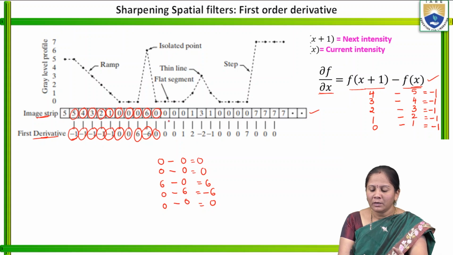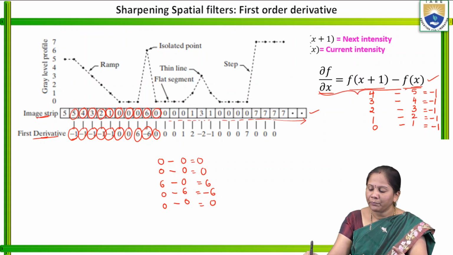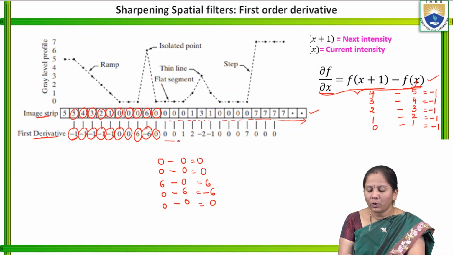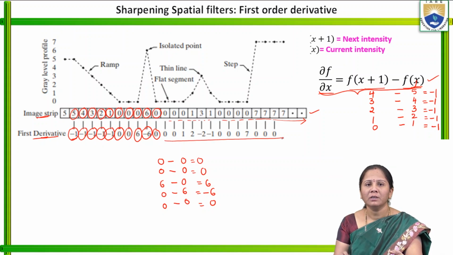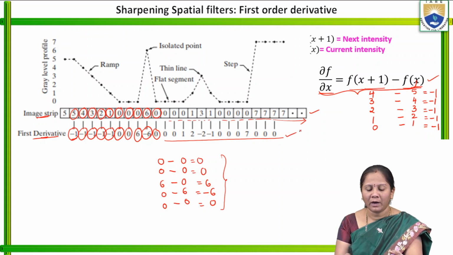So like this, we have to consider all the values that are available in the strip. By applying this first order derivative, we have to calculate what the outputs are. So applying this procedure, we can get all these outputs after applying the first order derivative.